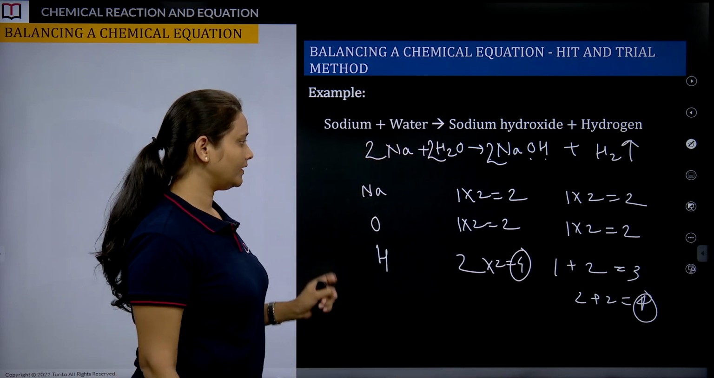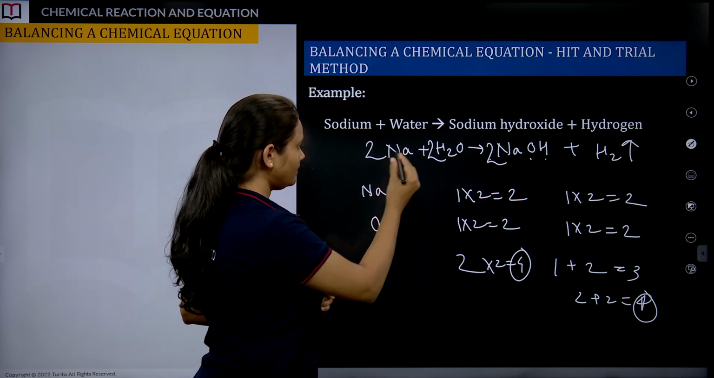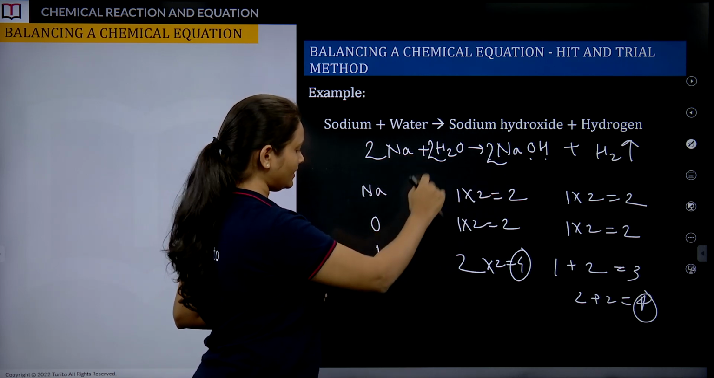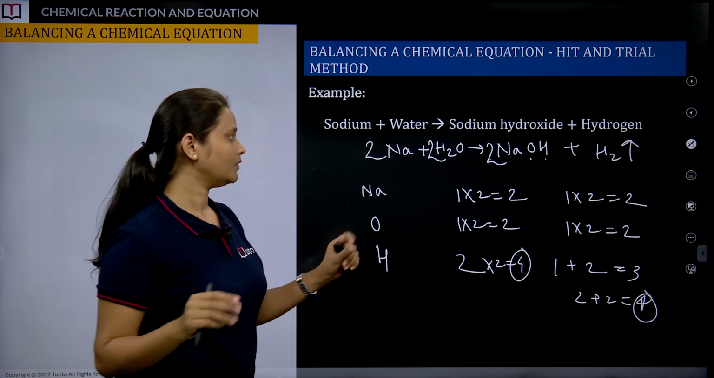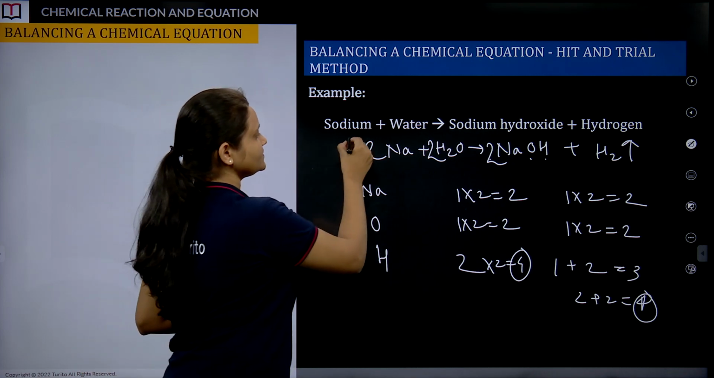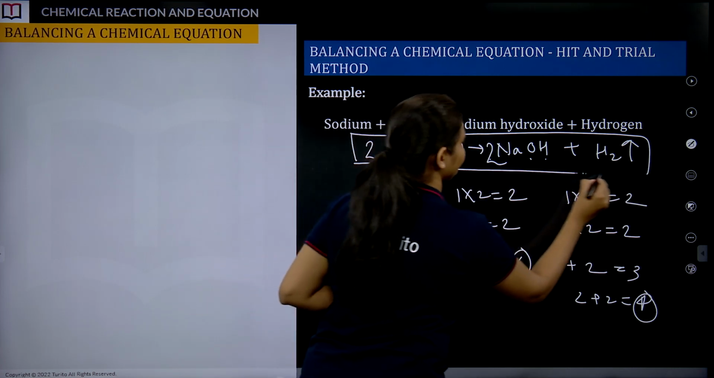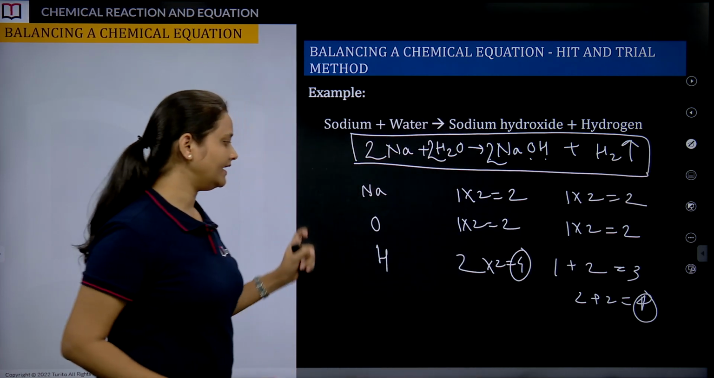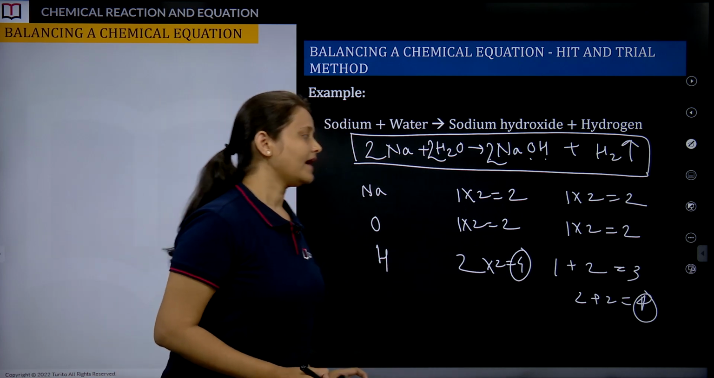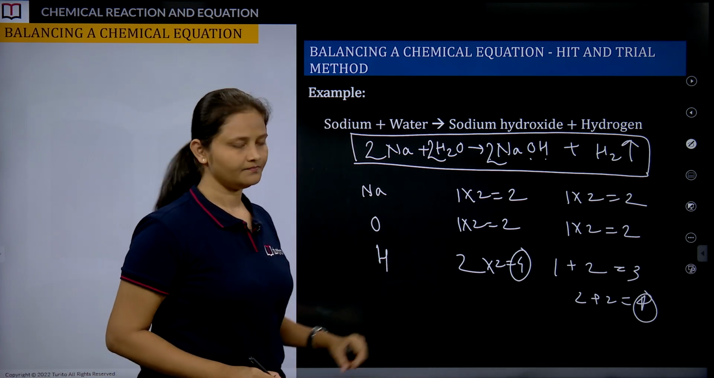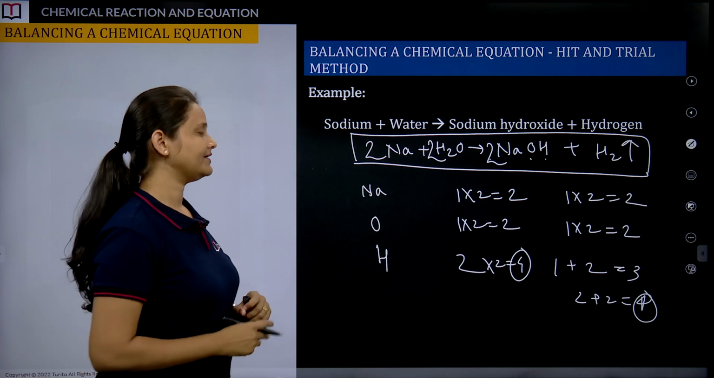Just cross check it quickly. Sodium 2, hydrogen 4 and oxygen 2. Okay, it's balanced. So this is your balanced chemical reaction. In the end, after balancing the reaction, you can write your balanced chemical reaction.